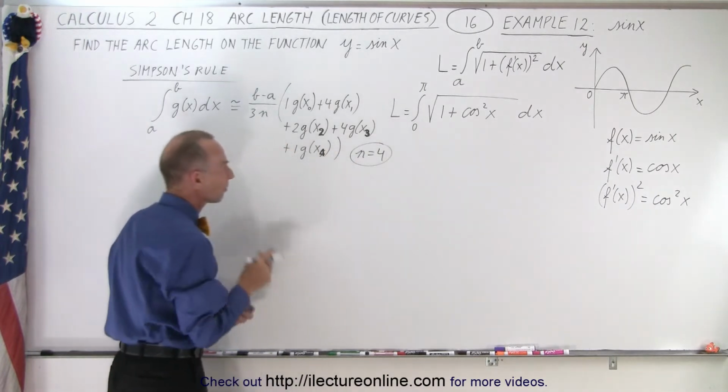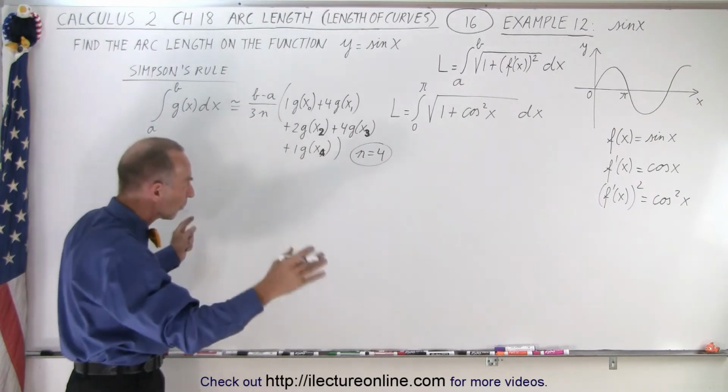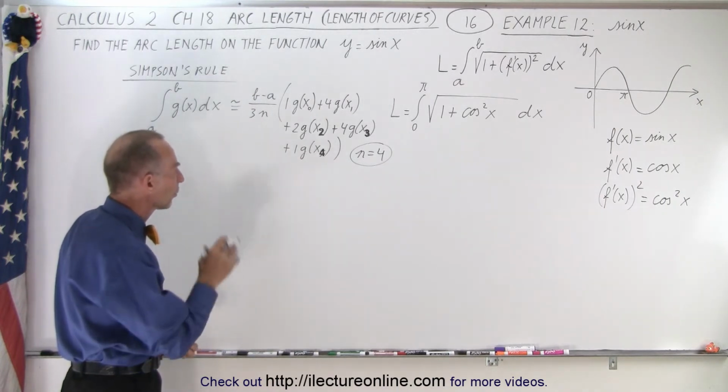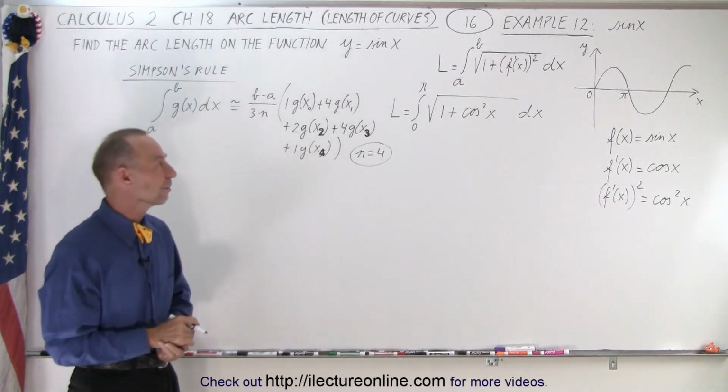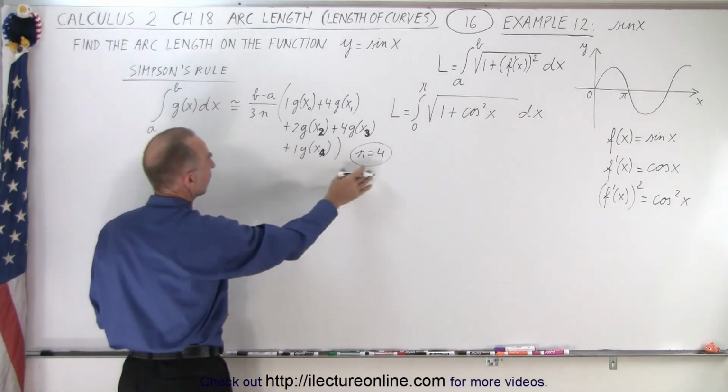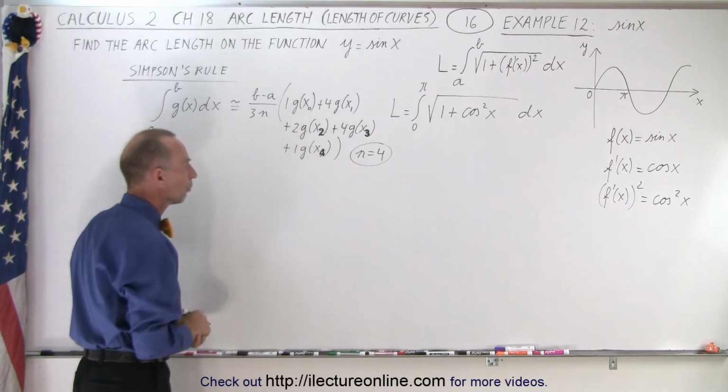We take 4 snippets, and of course there are the end points and 3 points in the middle, so we have to evaluate this at 5 different points. So this is how we do that. In this case, as an example, we have n equals 4.